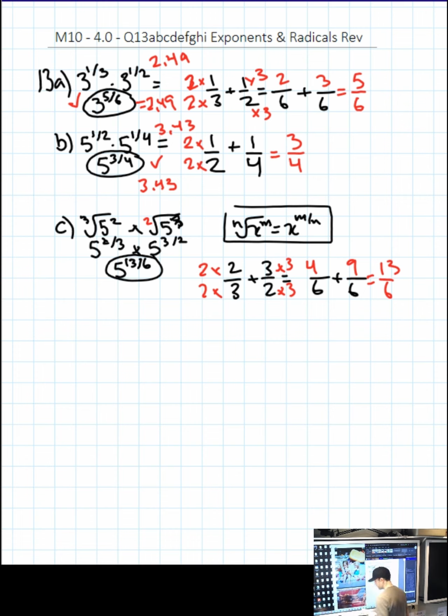Circle our answer. So if we type that into the calculator, the cube root of 5 squared times the square root of 5 cubed. We're going to get 32.69, so I'm going to write that in red near the question, 32.69. And then if I type in the answer, 5 to the exponent 13 over 6, I'm also going to get 32.69. Check our answer.